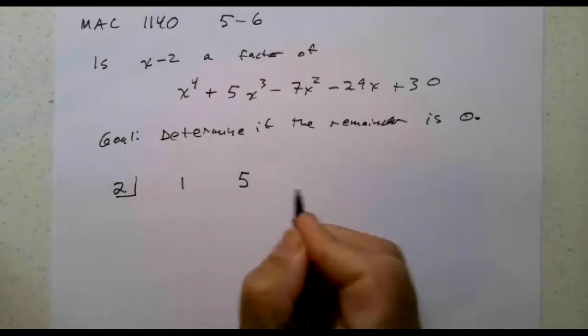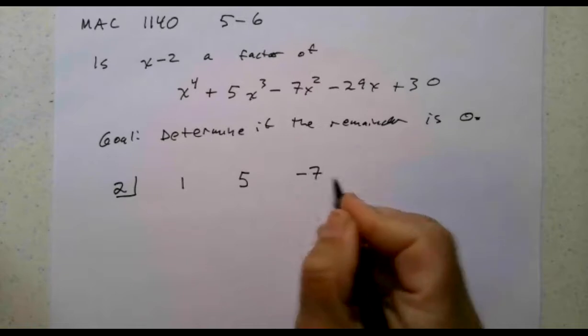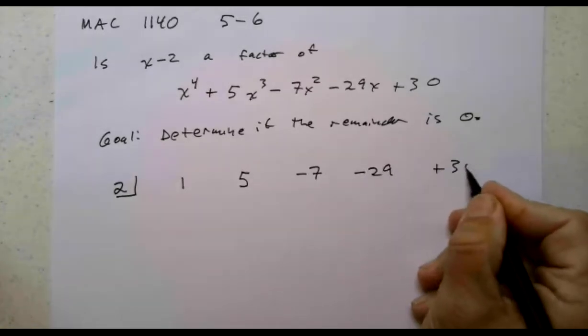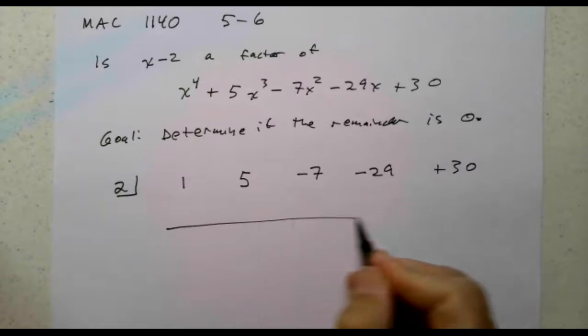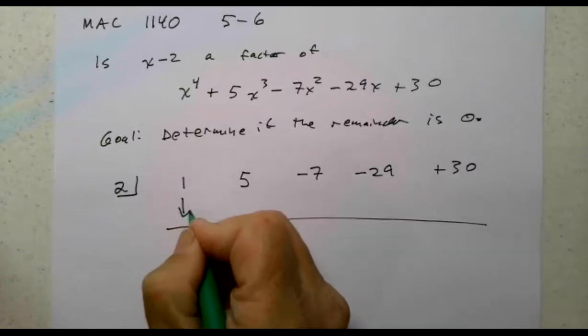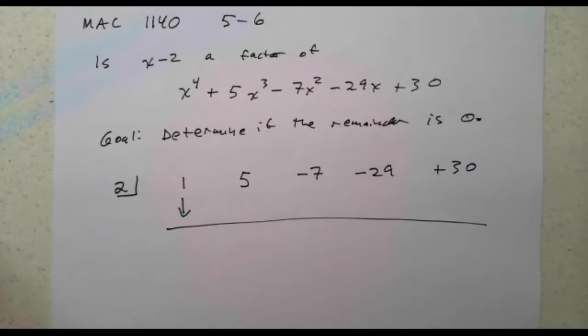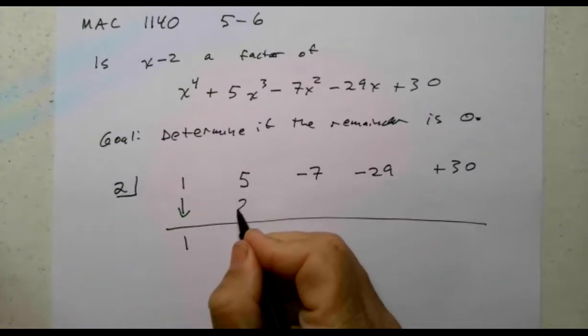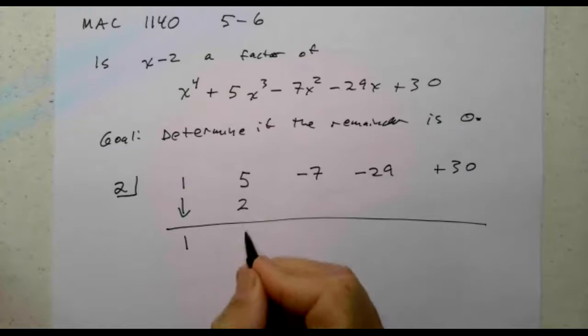1, 5, negative 7, negative 29, 30. So here's how this process works. We bring the 1 down. Whatever's in the first slot comes down. 2 times 1 is 2. That moves up here. Then we add going down. 5 plus 2 is 7.